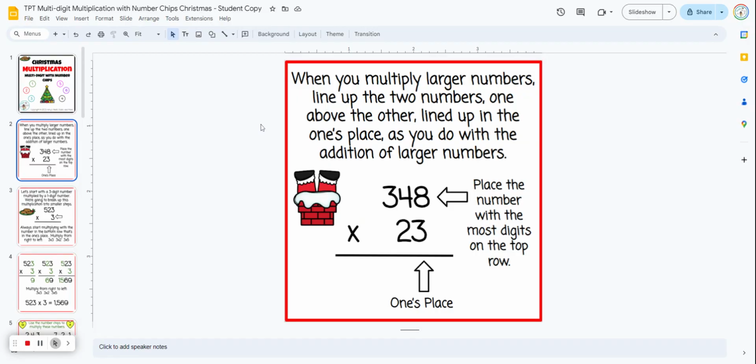The lesson starts with explaining to students how to line up the numbers when they're multiplying. So they're going to line them up in the ones place just like they do when they're adding or subtracting. If one of the numbers has more digits, it's going to go in the top row.